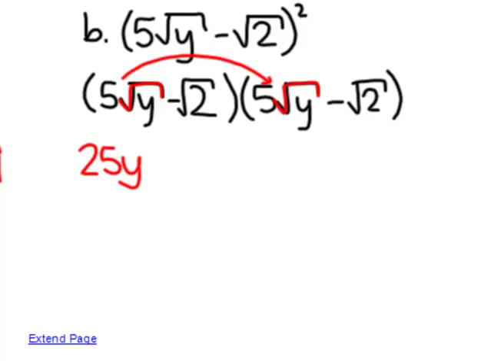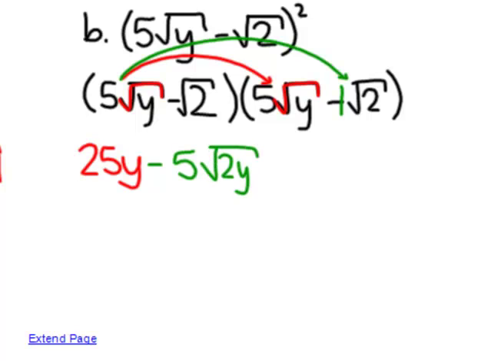And I can do the same thing for the outers. Numbers on the outside, 5 times this negative 1 out here gives me negative 5. Then the inside, I have y times 2, so 2y. And then do the same thing for the inner guys. Negative 1 times 5 gives me negative 5 again. Multiply what's on the inside, I get the square root of 2y.